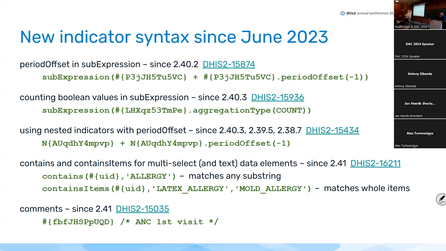Good. Yeah. So the answer there is, if you do just contains, it will just look for any substring. So if any value has allergy anywhere in it, it will come up that way. But contains items looks for the full thing, delimited by parentheses. So if we're looking for latex underscore allergy or mold underscore allergy, this will not match something that's just allergy by itself. If you use this function, it looks for exactly these things. The first one uses a substring search within a string, but the second one will actually break it apart by the commas and then look for an exact match.